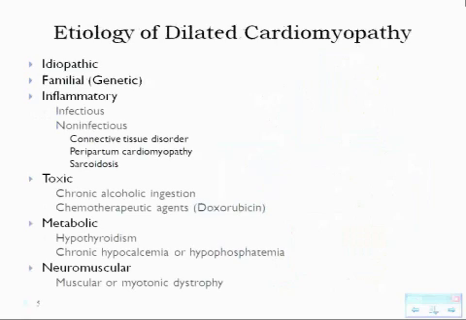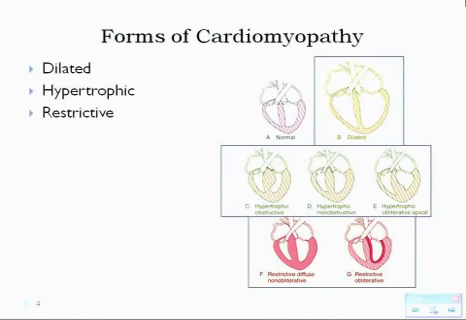So let's go into the etiologies of dilated cardiomyopathy, which are the more common ones. If you have to look at these three diseases, which one is the most common? I'd say dilated. That accounts for about 70% of the cardiomyopathies. 25 or 30% account for the hypertrophic, and maybe only a small percent, which is 5%, ends up being restrictive.